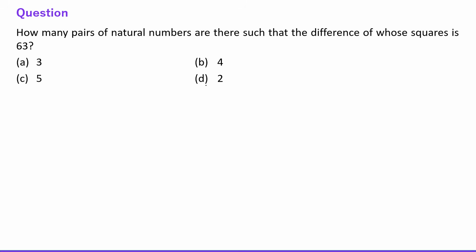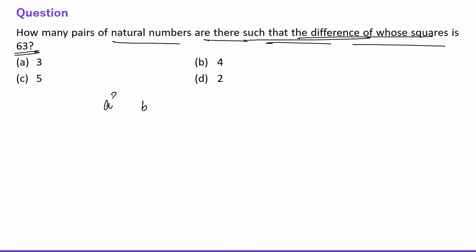Next question is, how many pairs of natural numbers are there such that the difference of whose squares is 63? Let the first natural number be A and the second natural number be B. So A square minus B square is equal to 63. A square minus B square is A plus B, A minus B. So (A plus B)(A minus B) is equal to 63.